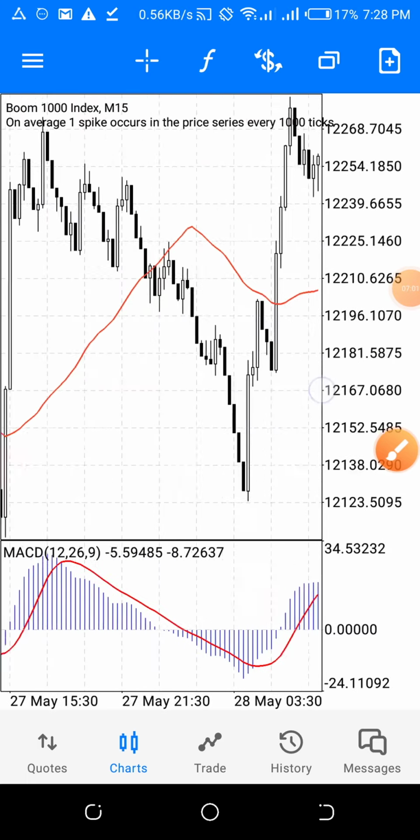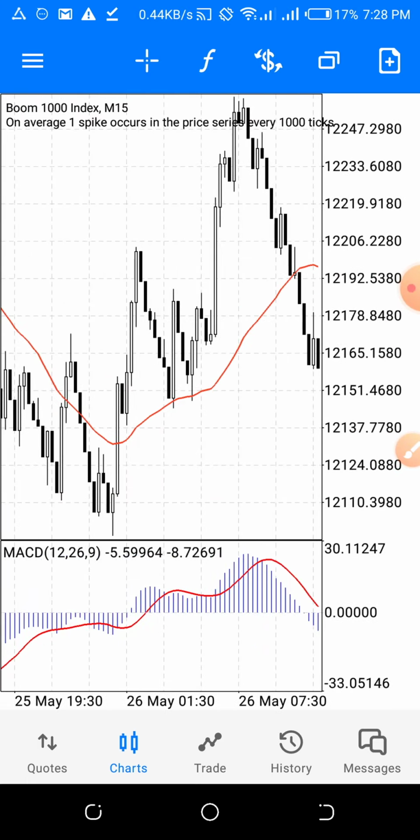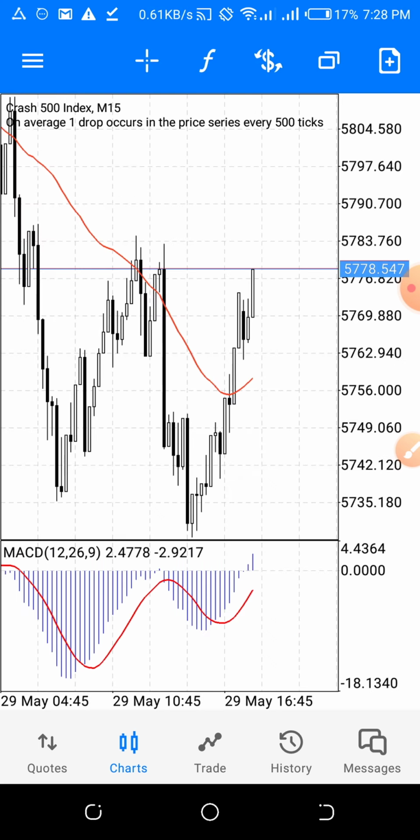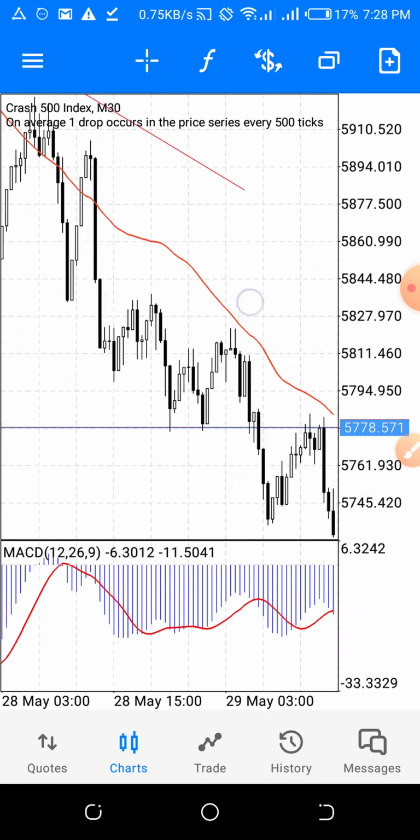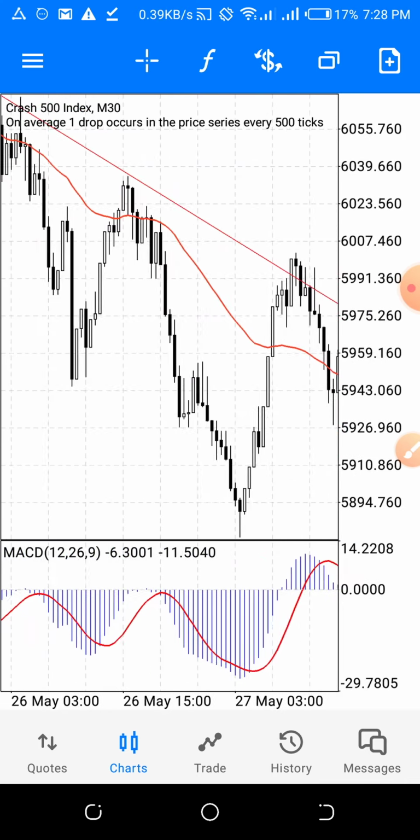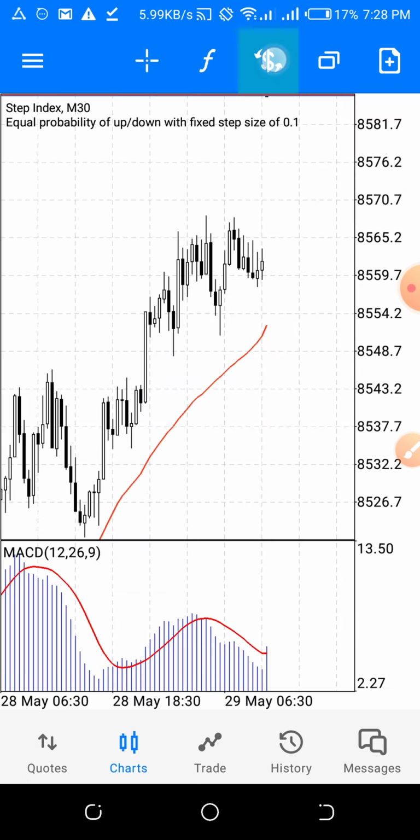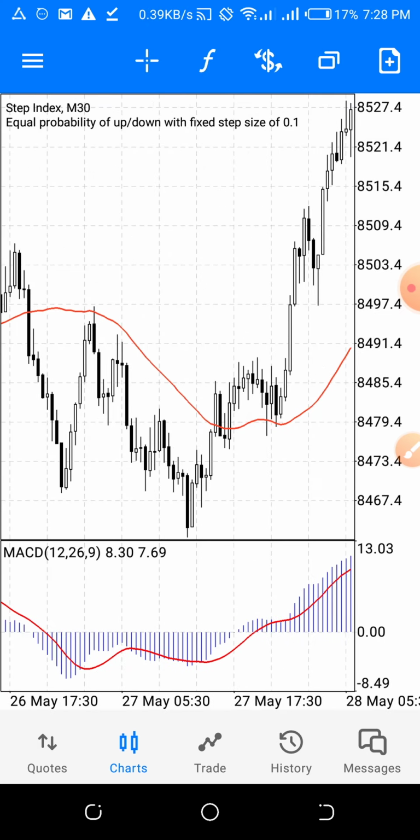So let's back test and see how functional this is. Now you can do it on boom, you can do it on crash. You understand? It still works. You can see it works. Let me show you guys on step index. Same strategy, same strategy working, guys.